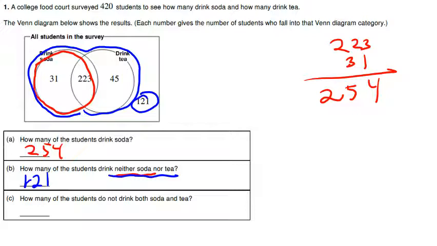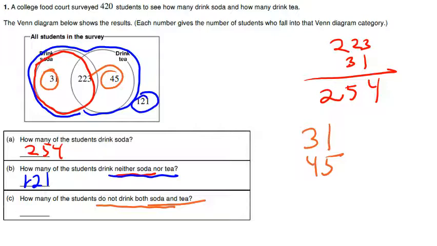For the last one, how many of the students do not drink both soda and tea? Well, if you look, these 31 people don't drink tea, so they don't drink both. These 45 people don't drink soda, so they don't drink both. So you think you're done, you submit your answer, and Alex throws another problem at you, and that's because you left off the 121 people that don't drink either one of them. And that simply means they don't drink soda and tea. If you don't drink either one, you're definitely not drinking both.